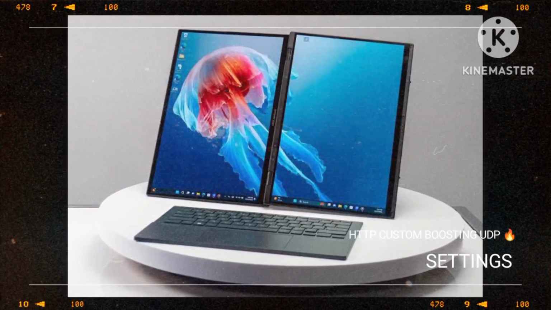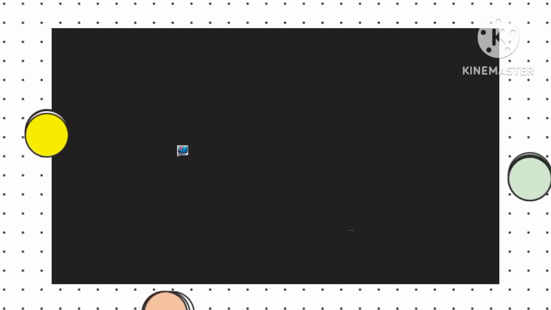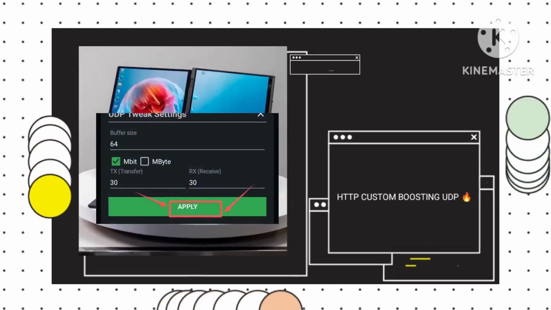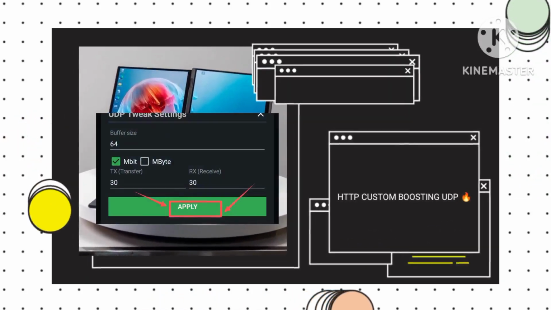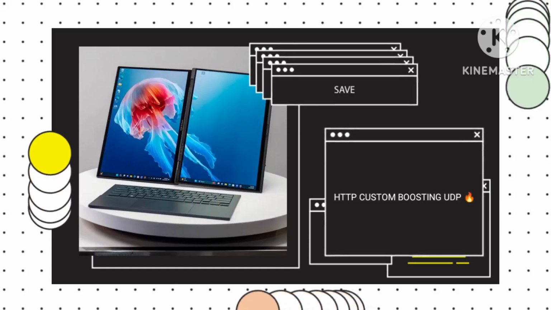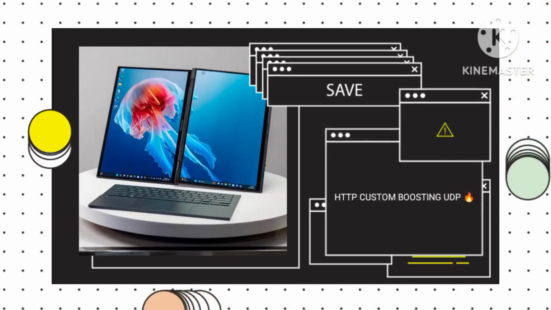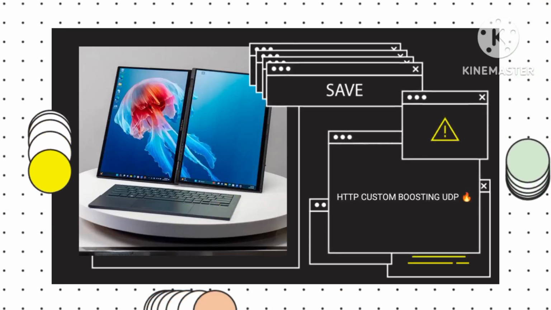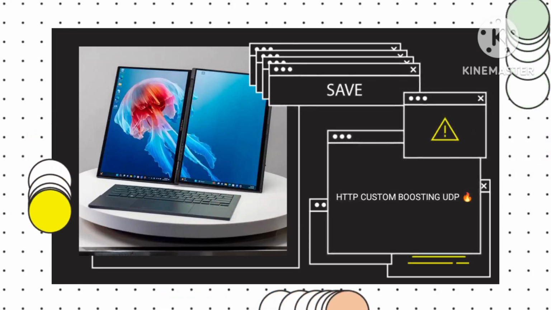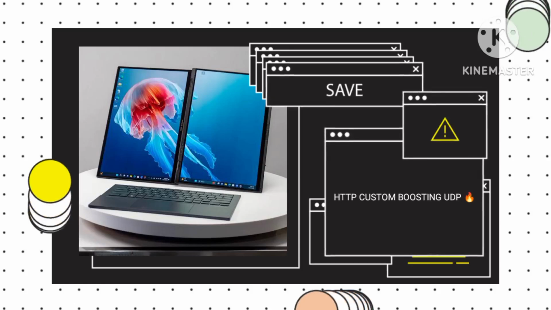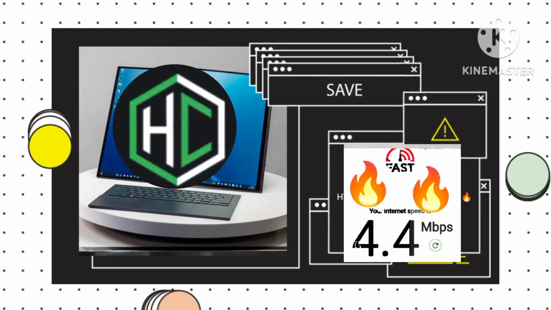Step 5, apply the configuration. After setting the desired values, locate and tap the Apply button to implement the UDP configuration changes. Congratulations! You have successfully configured UDP settings in the HTTP Custom app. By adjusting the buffer size, transmit, and receive parameters, you can optimize your app's performance.